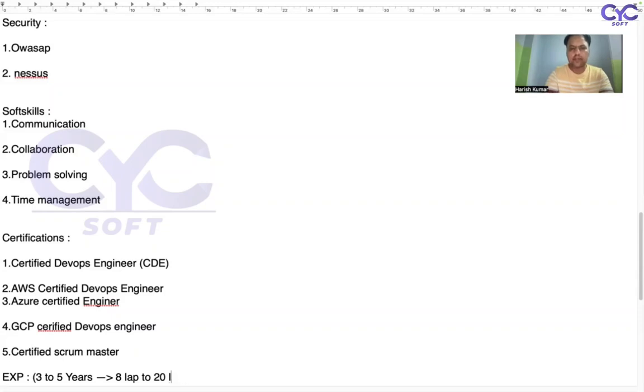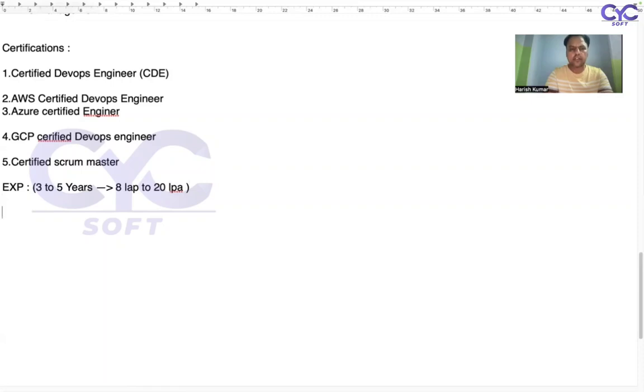It depends upon your company. Okay, so if you are 5 plus years, you can expect 15 LPA to 30 LPA. Okay, so this is what we are trying to go through according to the experience.